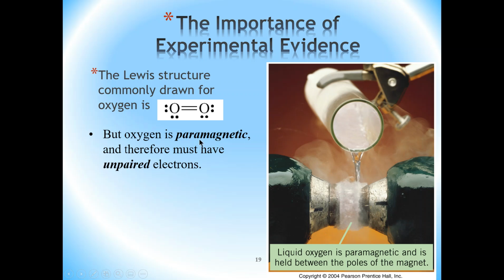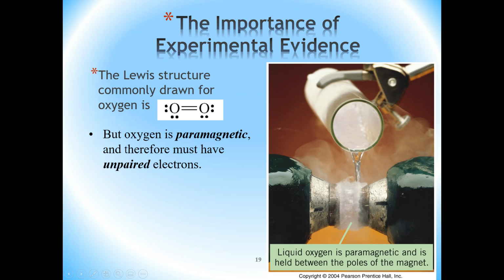And if you remember, paramagnetism is the attraction that a substance will have for a magnetic field, and that's exactly what's happening here. The oxygen is attracted to the magnetic field that is produced by the two poles of the magnet. So therefore, that is experimental evidence that the oxygen molecule is paramagnetic. In other words, the oxygen molecule has unpaired electrons, and therefore the Lewis structure that is drawn typically for oxygen is not an accurate representation of how the electrons are distributed. The electrons, especially the lone pairs on the oxygen, will be unpaired. And therefore, this is not a true representation of the oxygen molecule.